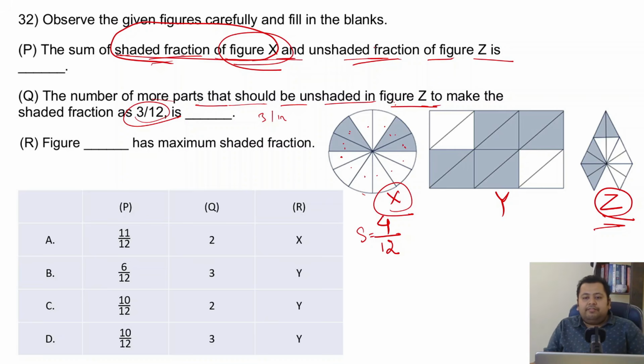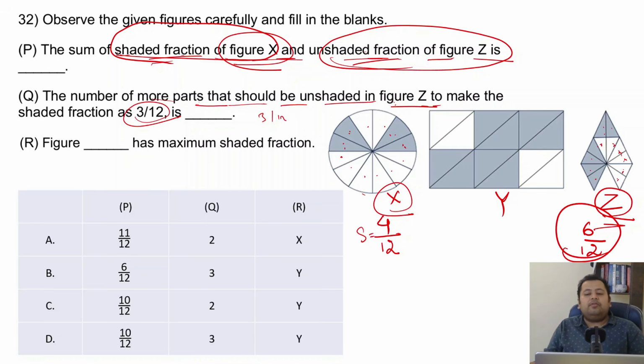Now, the unshaded fraction of Z. How much is it? Again, the total is 1, 2, 3, 4, 5, 6, 7, 8, 9, 10, 11, 12 parts. Now the unshaded part is 1, 2, 3, 4, 5, and 6, so this becomes 6 by 12. The shaded part is 4 by 12. So the sum is 4 by 12 plus 6 by 12, which is nothing but 10 by 12.